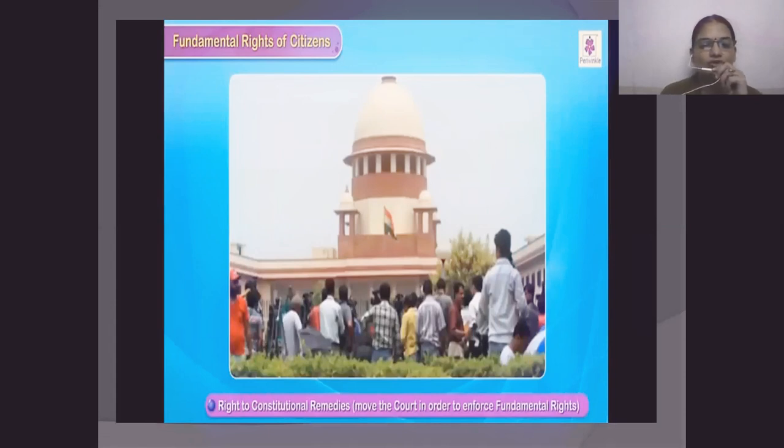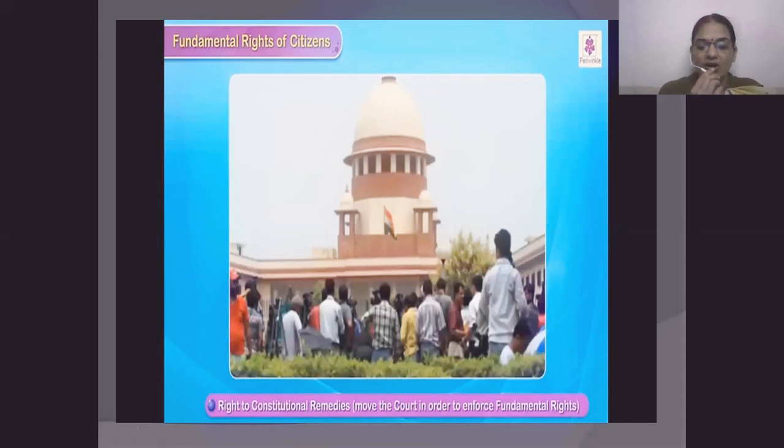Students, now we move towards the right to constitutional remedies, the right to move to the court in order to enforce fundamental rights. This is the final and an important right, because by this right only we can approach the courts if any of our fundamental rights are taken away and we are not allowed to enjoy any type of freedom. For example, if we are banned from moving out of Rajasthan, or we are not able to get any education, or we are banned from following another religion or worship, then we can move to the court, students.